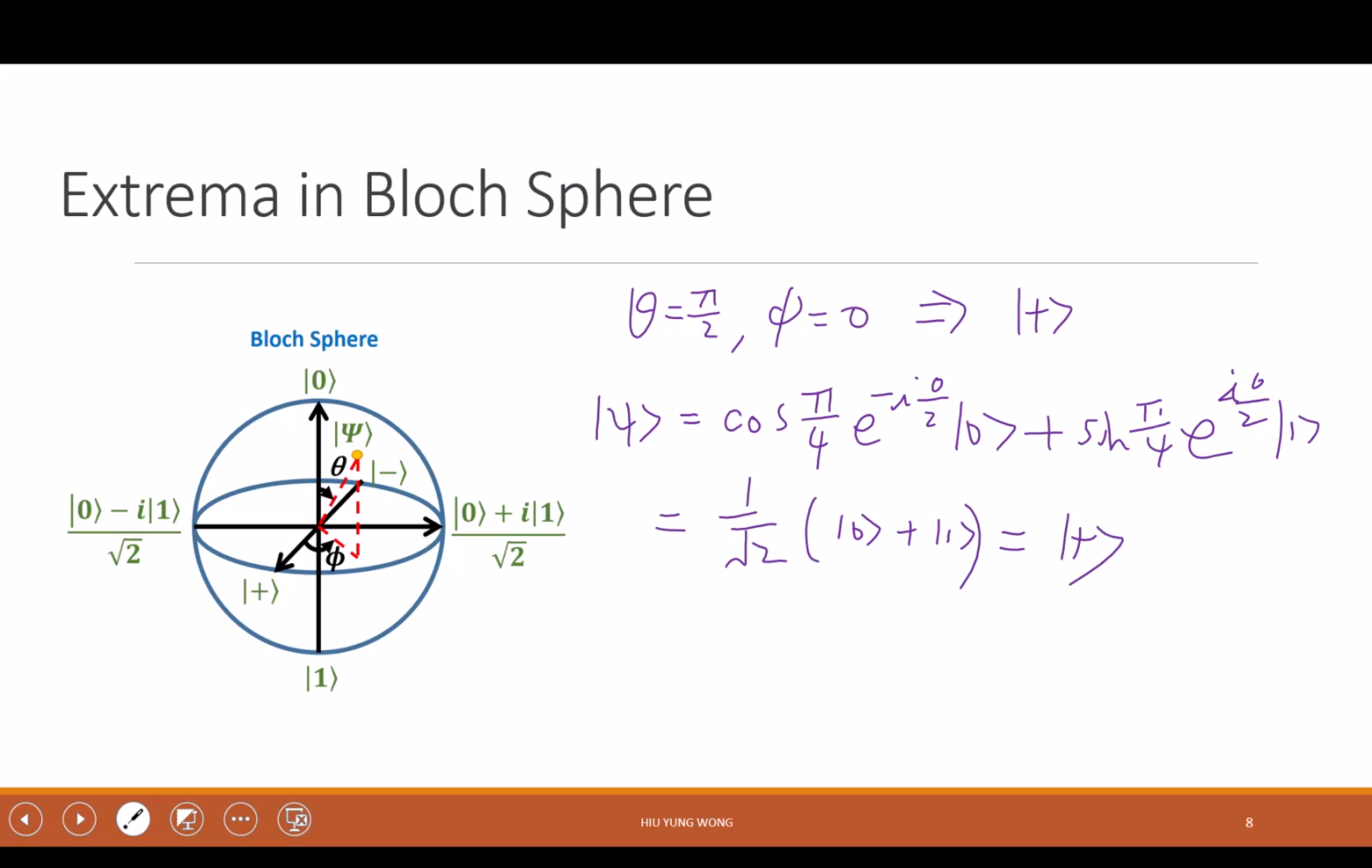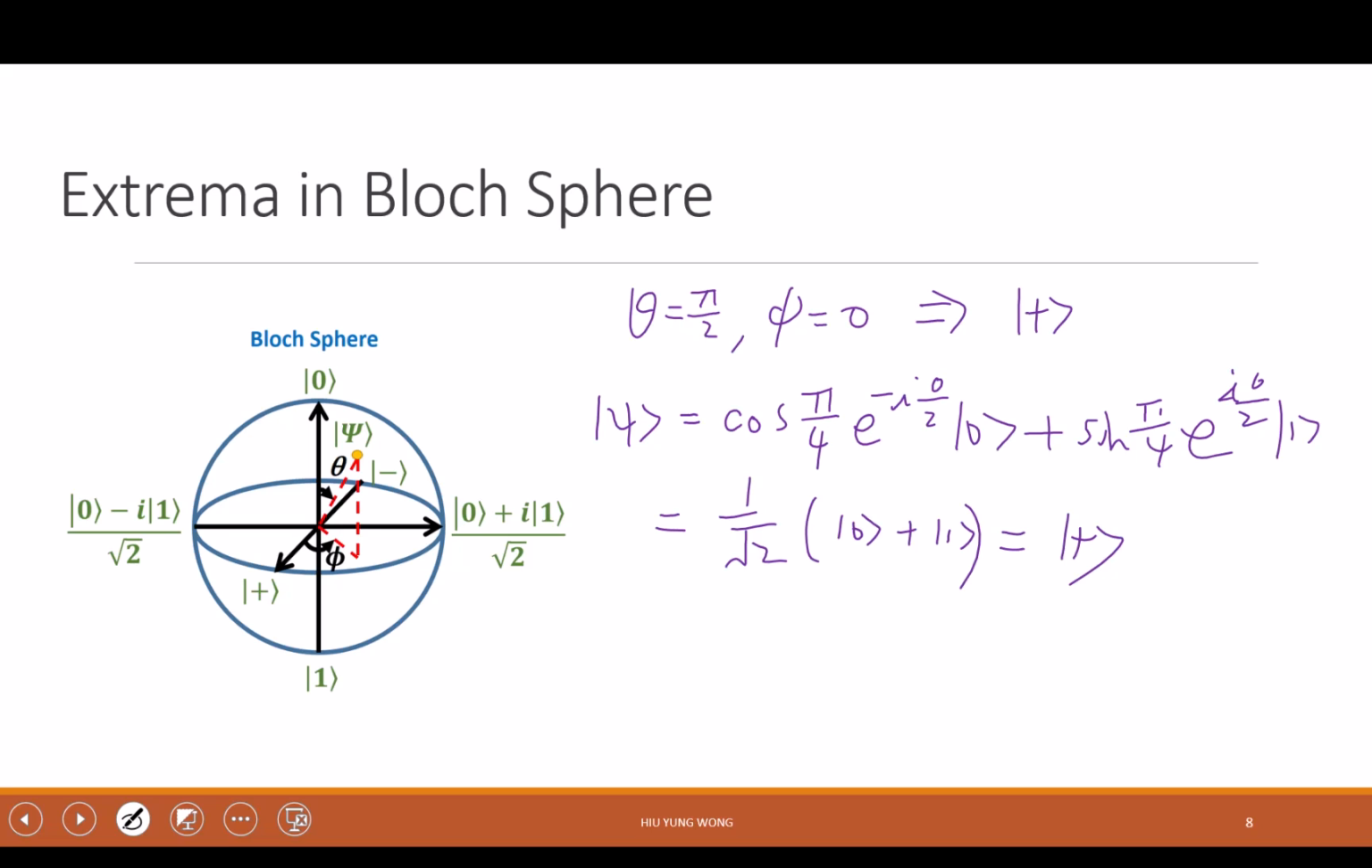Okay, then let's look at another extrema, right? How about theta equal to pi divided by 2, and then phi equal to 0? Some of you already know this is plus because you saw that, but let's plug in cosine pi over 4, e to the power negative 0 divided by 2, right? So this is 1 over square root 2, 1 over square root 2, this is 1, so you get the plus. Okay, let's try one more example.